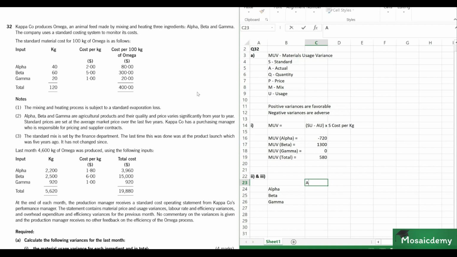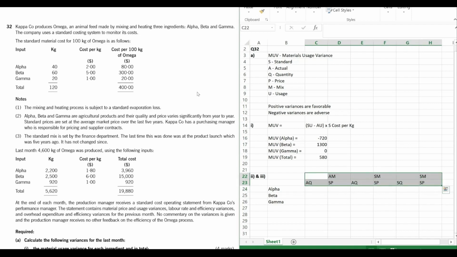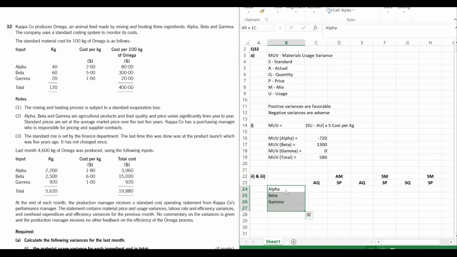So the second column of our table had the format actual quantity as per the actual mix and standard price, right? Then we had the third column, which was actual quantity as per the standard mix and the standard price, and the last column, which was the standard quantity as per the standard mix and the standard price. Okay, so let's fill out the table, and let's just format the heading a bit so that it's clear that this is the heading. Okay, and let's make this bold as well.